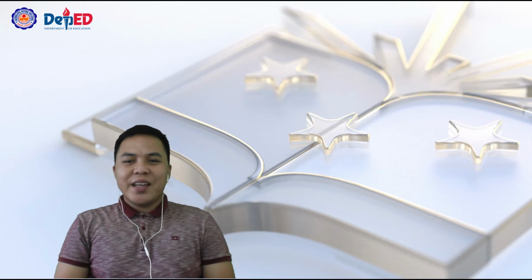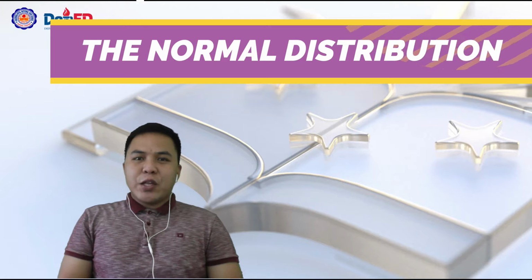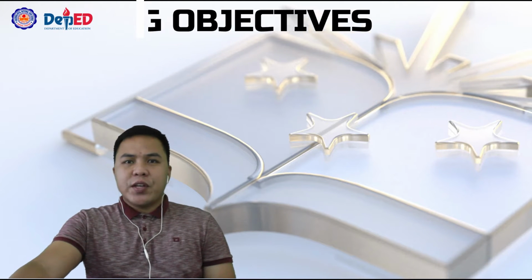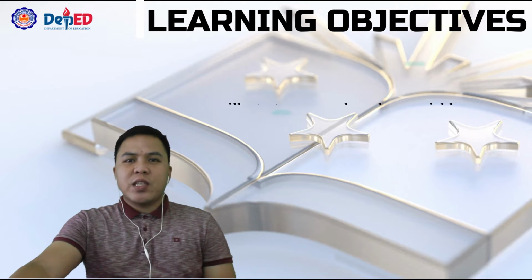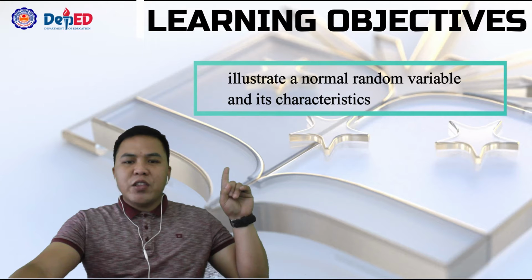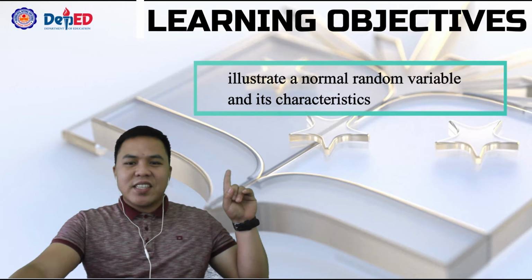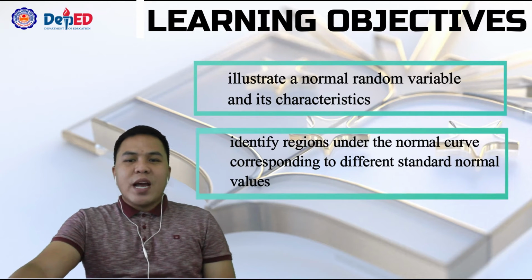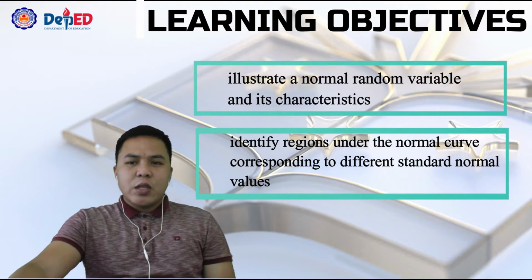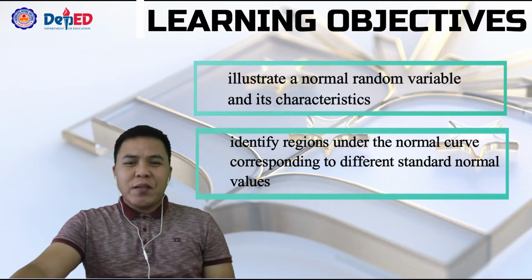And for this time, we will be learning about the normal distribution. Our learning objectives for this session, you are expected to first, illustrate a normal random variable and its characteristics. And lastly, identify regions under the normal curve corresponding to different standard normal values.